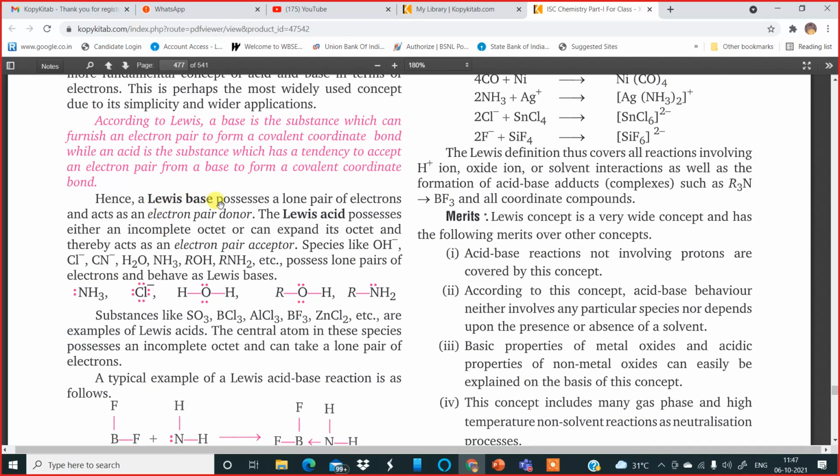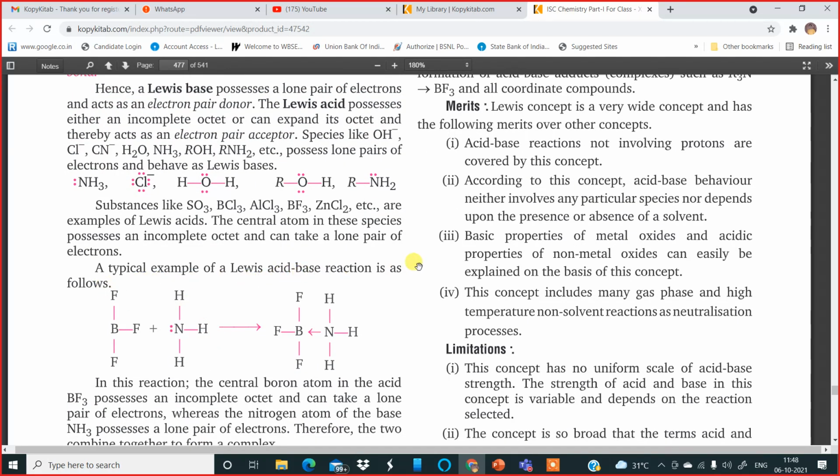Hence, a Lewis base possesses a lone pair of electrons and acts as an electron pair donor. Whereas a Lewis acid possesses either an incomplete octet or can expand its octet and thereby act as an electron pair acceptor. Species like hydroxyl, Cl-, CN-, water, ammonia, alcohol, amine possess lone pairs of electrons and behave as Lewis bases. Substances like sulfur trioxide, boron trichloride, aluminium chloride, zinc chloride are examples of Lewis acids because they can accept an electron pair from a base.